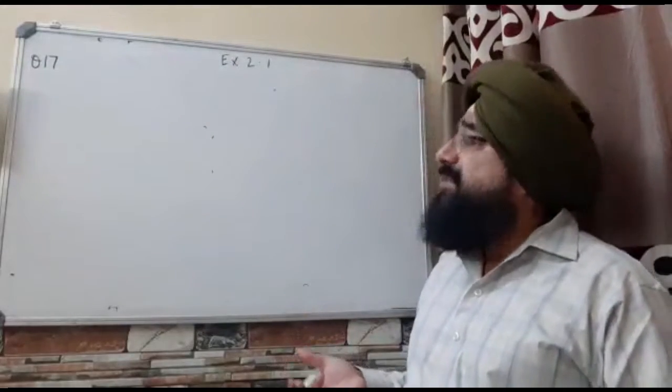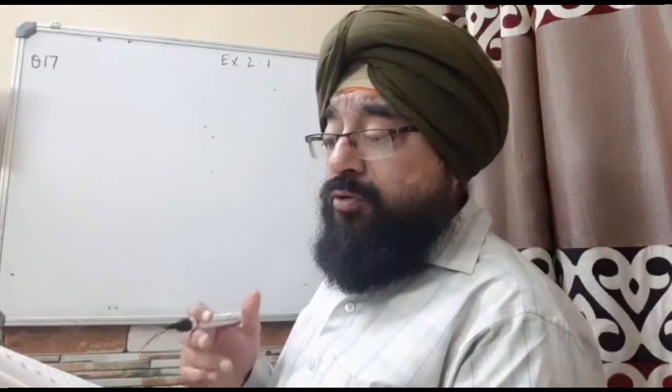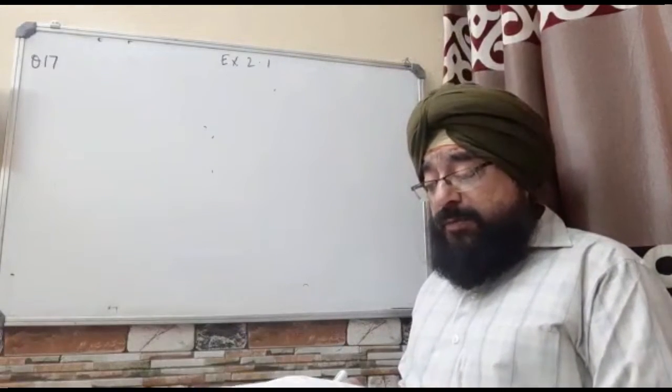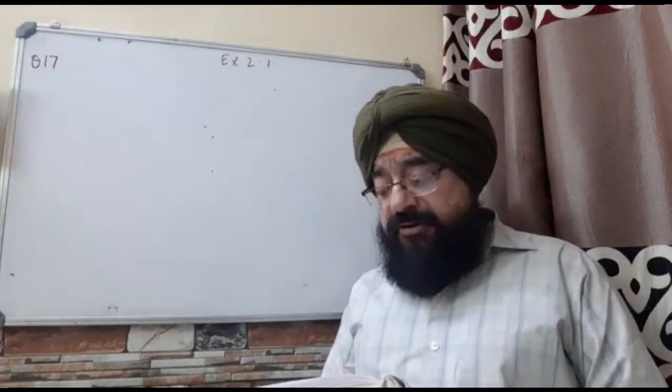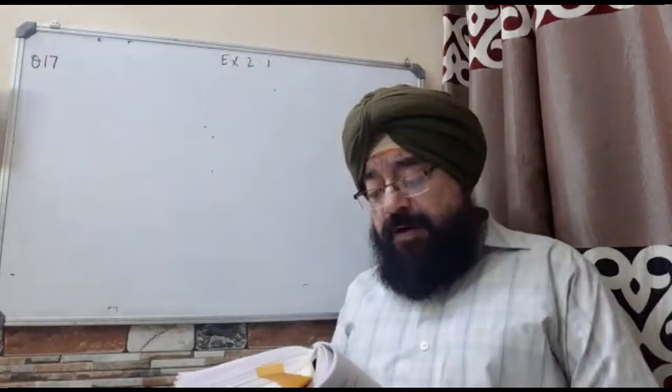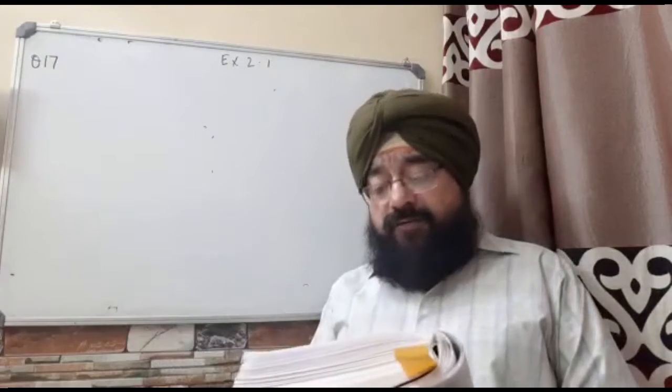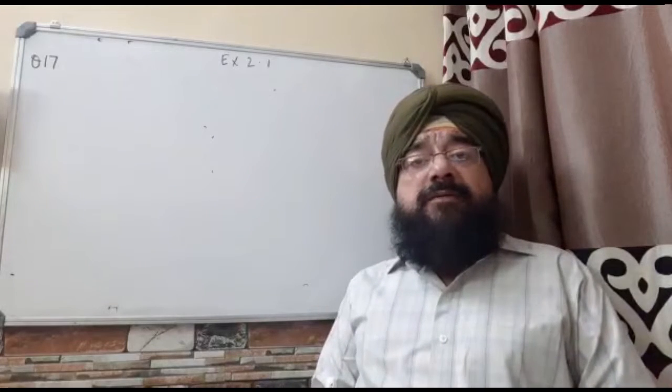Number 17 from exercise 2.1. ML Aggarwal says Mr. Dubey borrowed rupees 1 lakh from State Bank of India at 11% per annum compound interest. He repays 41,000 at the end of the first year and 47,700 at the end of the second year. Find the amount outstanding at the beginning of the third year, meaning P3.